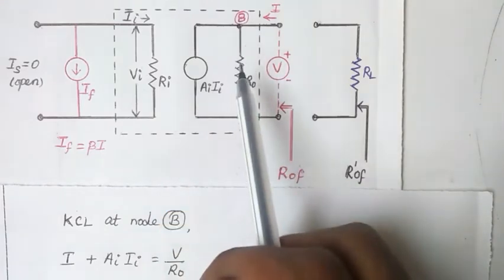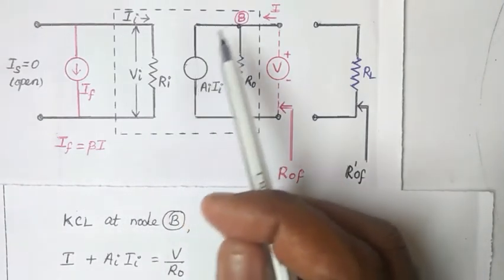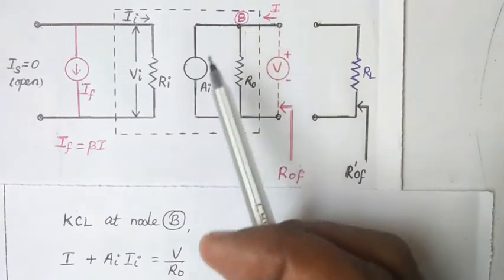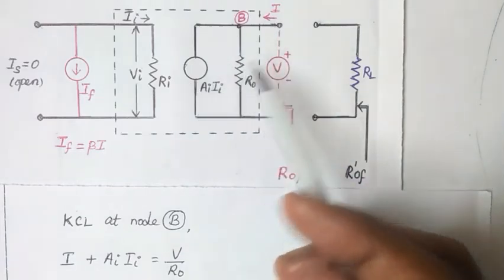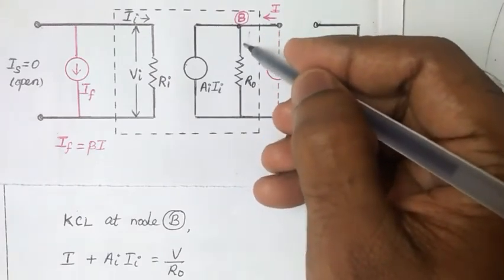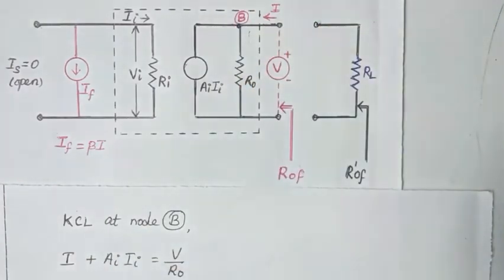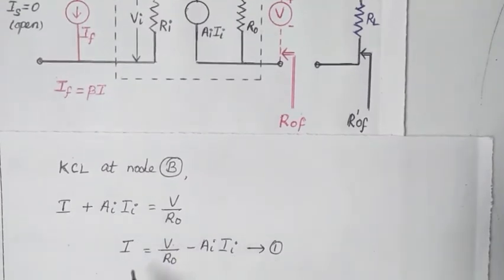At this node, we apply Kirchhoff's current law. This current is flowing towards node B. Similarly, the test current I is also flowing towards B. So the sum of incoming current is I plus Ii, and the outgoing current passes through the R0. So this is the outgoing current, this is the input current, this is also input current. So I can write using Kirchhoff's current law, I plus AI into Ii is equal to V by R0. From this we make equation 1 by keeping I on the left side, and the remaining terms on the right side.